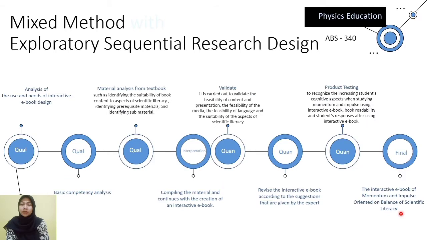This study used a mixed method with an exploratory sequential research design. The first stage of this study is analysis of the use and needs of interactive ebook design, basic competency analysis, material analysis from textbooks, compiling the material, and continues with the creation of the interactive ebook. After that, validate, revise the interactive ebook according to suggestions given by the experts, and then product testing. The final product is the interactive ebook of momentum and impulse oriented on balance of scientific literacy.